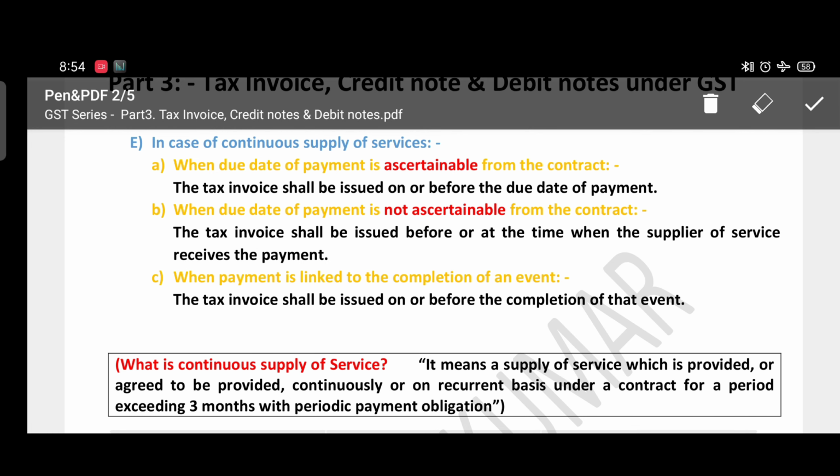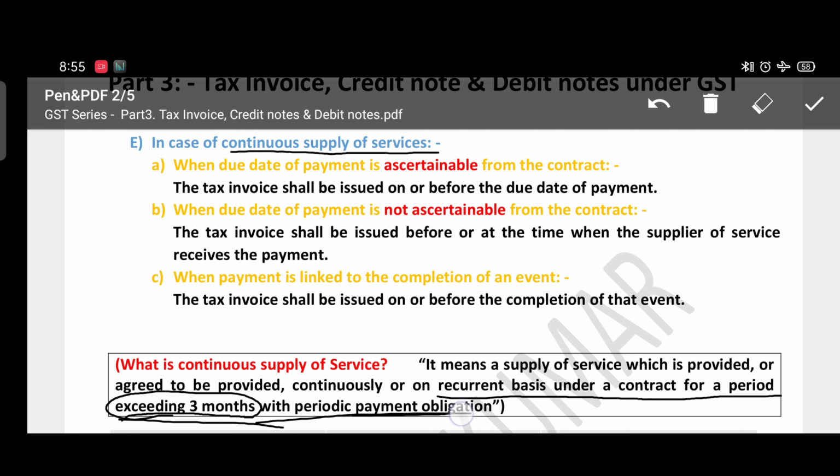In case of continuous supply of service, when should we raise a tax invoice? Continuous supply of service is like continuous supply of goods, but here a time limit is given, that is, on a recurrent basis under a contract for a period exceeding 3 months with periodic payment obligation. If the service provider is providing continuously on a recurrent basis, then it will be treated as continuous supply of service.